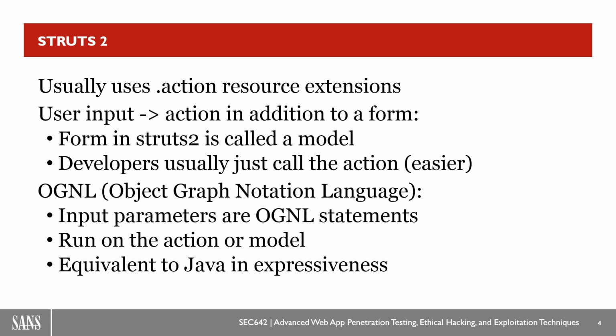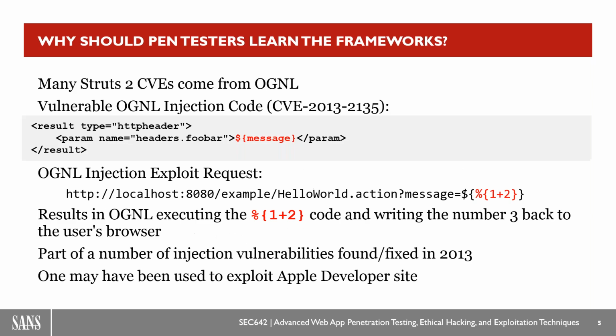A third way to pass parameters into an application is using JSON, JavaScript object notation. A fourth way might be XML over SOAP. So OGNL is very specific to Struts. So if there were an issue with OGNL, all Struts applications would also have that issue.